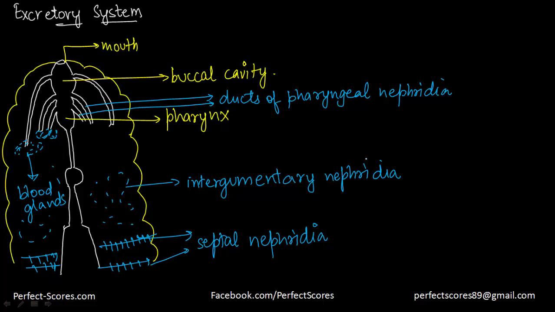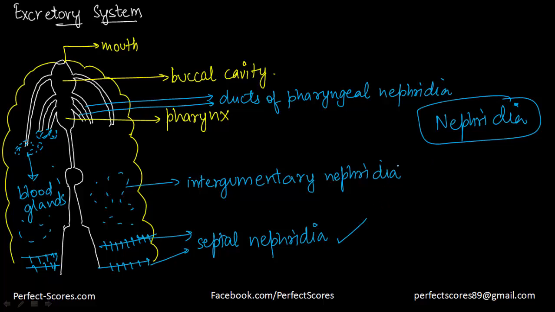So basically we can say that the excretory organs in an earthworm are arranged in the form of coiled tubules called nephridia, and they're of three types. Let me put it over here. I hope you were able to observe from the diagram the three types. You had septal nephridia, which is over here. The second kind was intergumentary nephridia, which is attached from the third segment to the last one and opens on the body surface. And the third one is the pharyngeal nephridia, which are present over here.